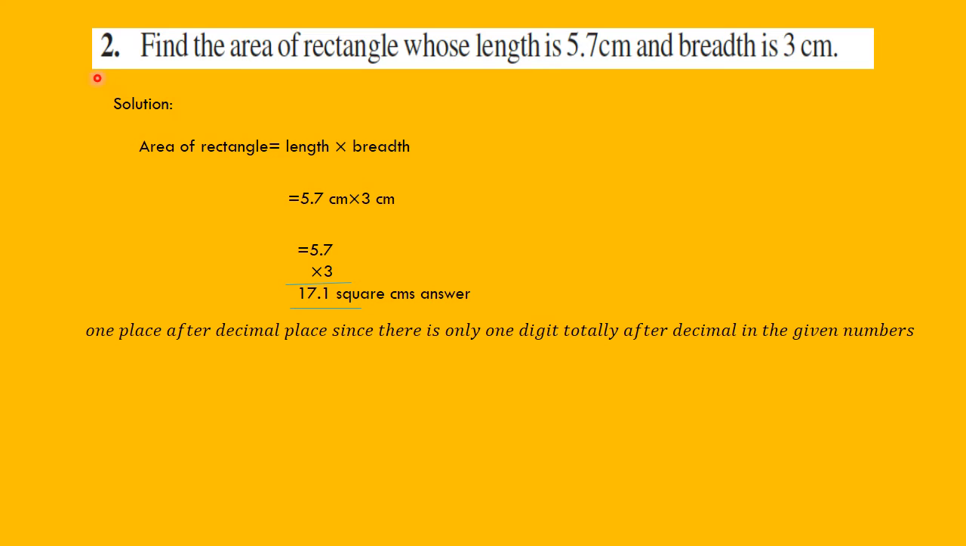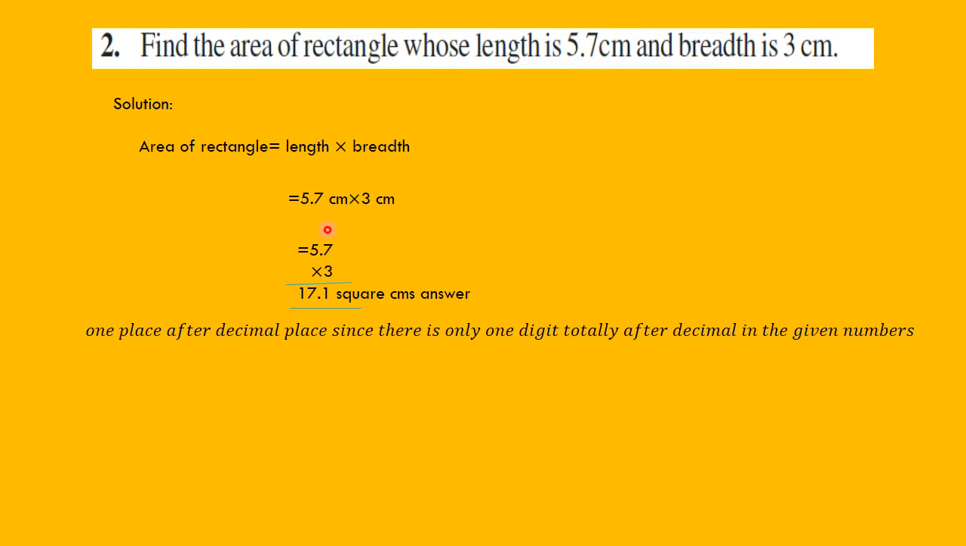Now let us see the second question. Find the area of a rectangle whose length is 5.7 centimeters and breadth is 3 centimeters. So find the area of the rectangle. What is the area of a rectangle? Area of a rectangle is equal to length into breadth. So length is given as 5.7 centimeters. Breadth is given as 3 centimeters. Okay. So 5.7 multiplied by 3.